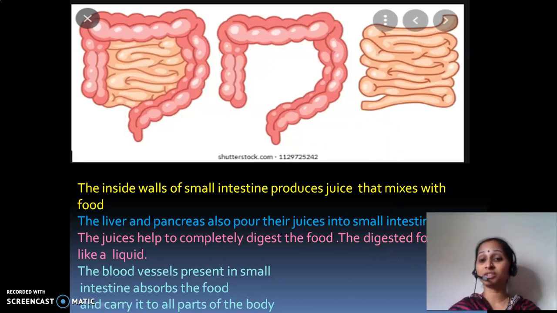And this digested food is now like a liquid. What happens to the solid food we have consumed? It has undergone so many stages and now it's completely in a liquid form. Yes, this liquid form, the blood vessels present in the small intestine absorb the food and carry it to all parts of our body. In this stage, this liquid form of food is absorbed by the blood vessels and it is carried to all parts of our body.